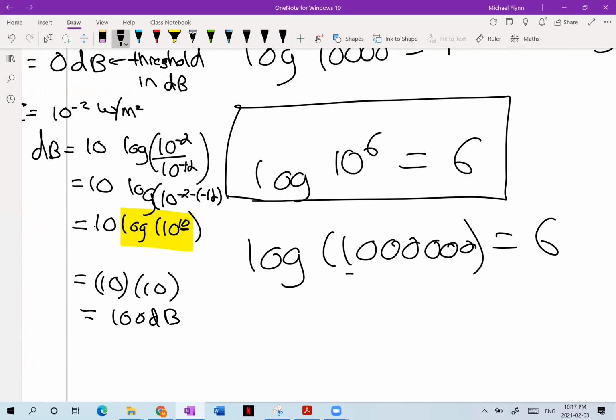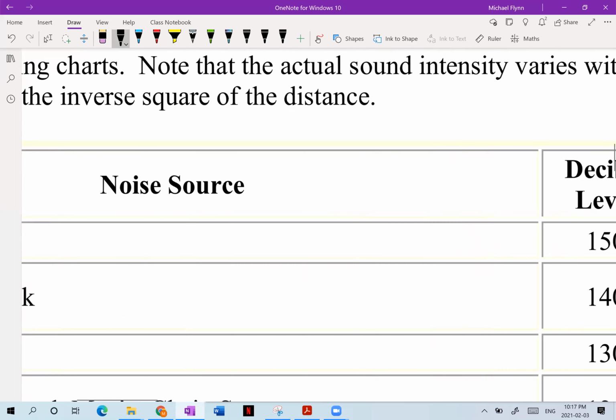Okay, so long story short, and I know that it's confusing when you first see this log thing, but the log thing just tells you how many powers of 10 are in your number. Works for negative powers of 10, for positive powers of 10, whatever you want, okay? And so what we're doing is we're using this logarithmic scale, which means it's based on powers of 10 to calculate the decibels.